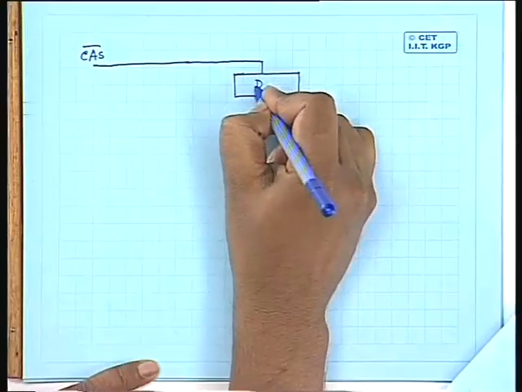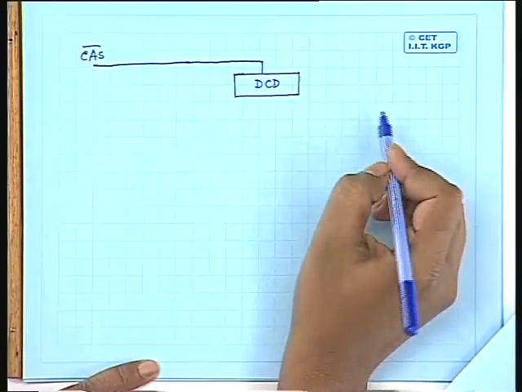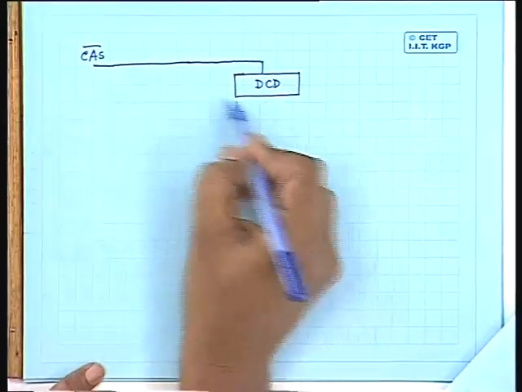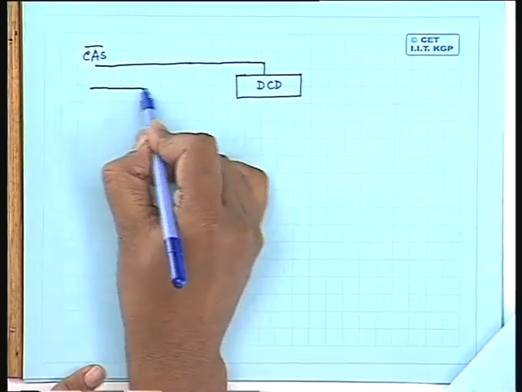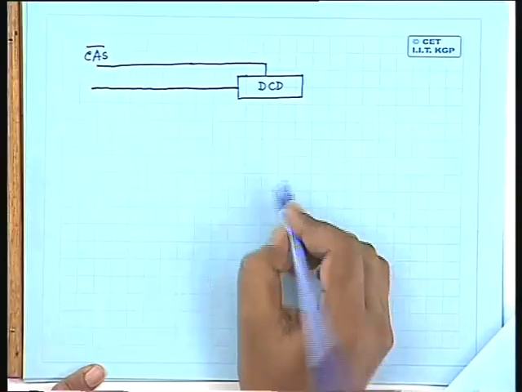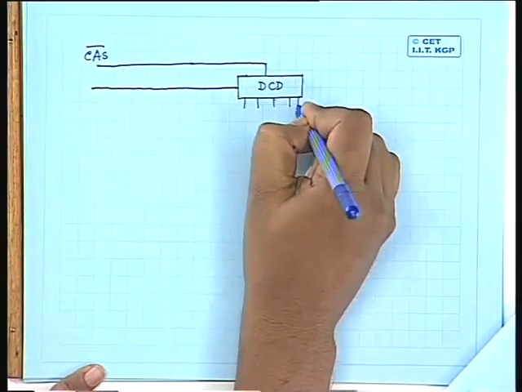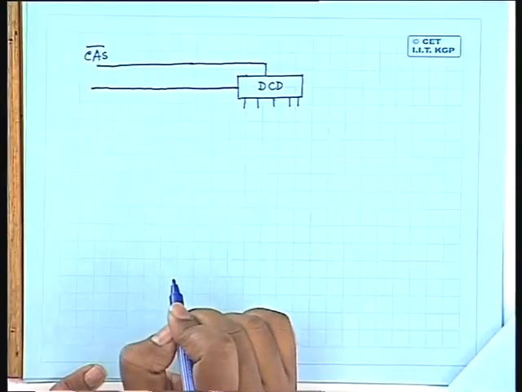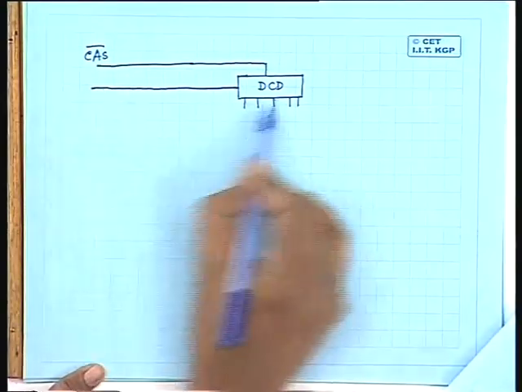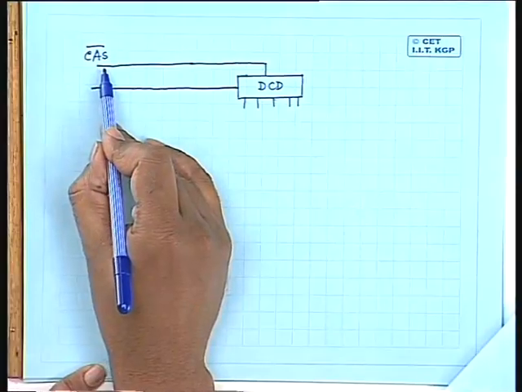This is a decoder. The decoder will have a number of data bits, a number of address bits as input, and it will obviously generate some outputs. So you find that this decoder will be active only when you get the CAS bar signal.